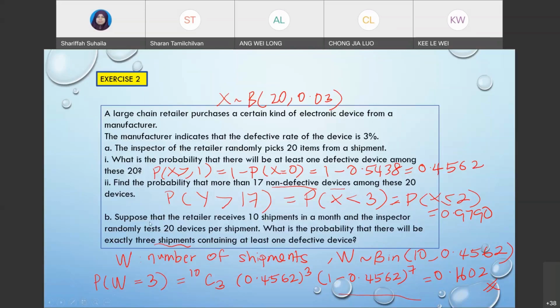For part B, suppose that the retailer receives 10 shipments in a month, and the inspector randomly tests 20 devices per shipment. So from these 20 devices, the probability of at least one defective device you already solved in part A. But the question now asks what is the probability that there will be exactly 3 shipments. So that means 10 shipments, choose 3, so pi to the power 3 times 1 minus pi to the power 7.